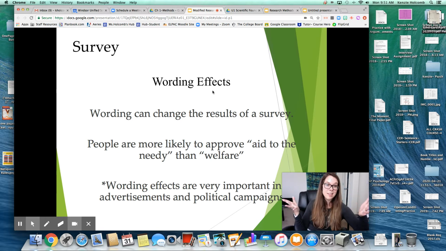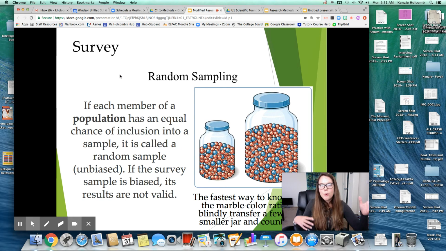But what if they said it this way? Miss H, do you use your blinker to save lives? Well, I obviously am not going to say no to that, right? So there's a way that you can word it to make people answer the way you want them to, and that's wording effects. So when you think of surveys, this is one of the biases, or a con, when it comes to surveys. And then, of course, you need to have a random sample.